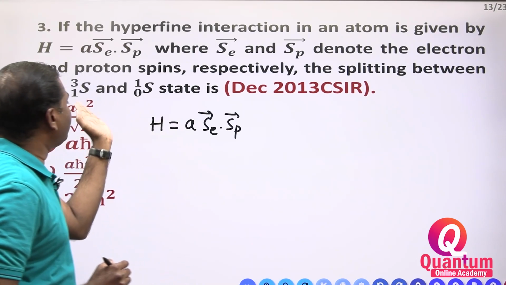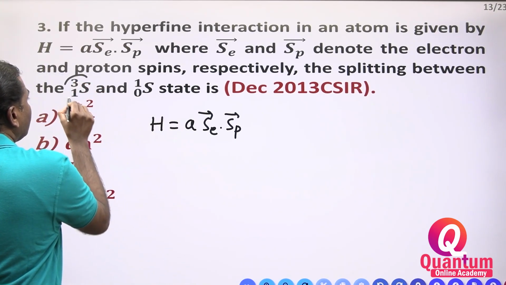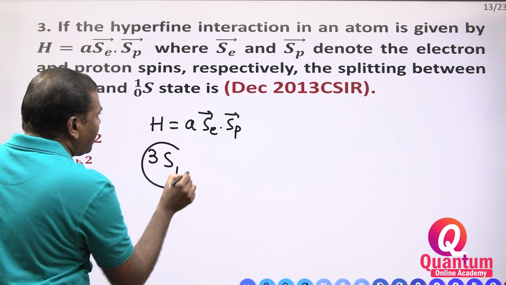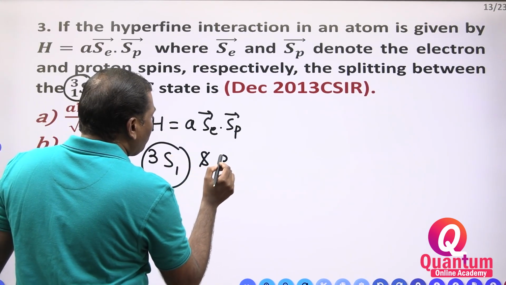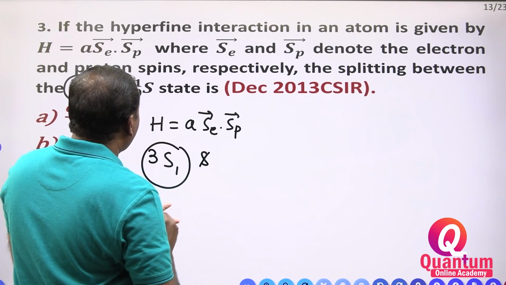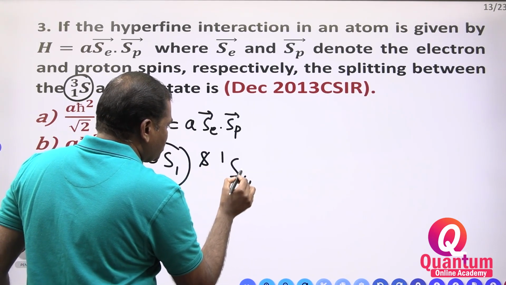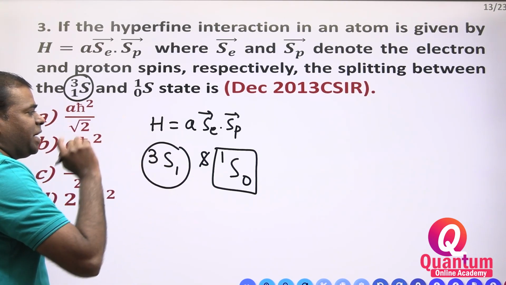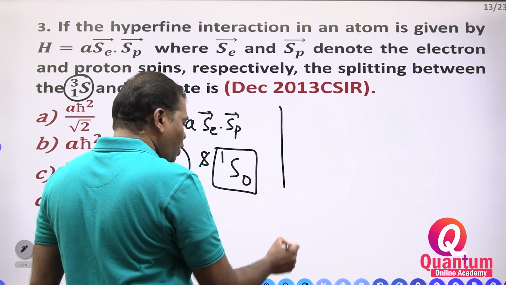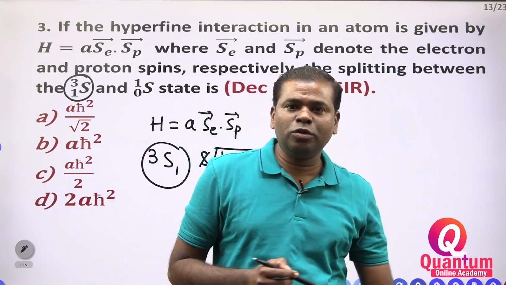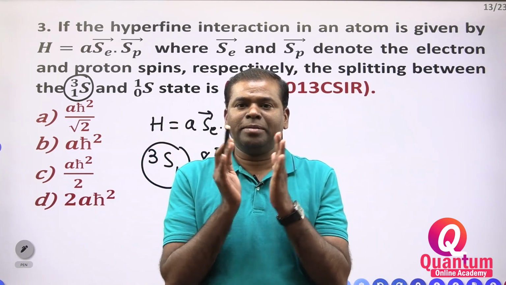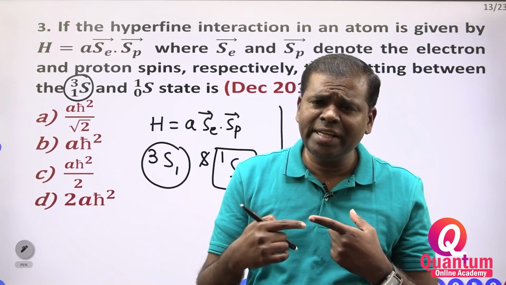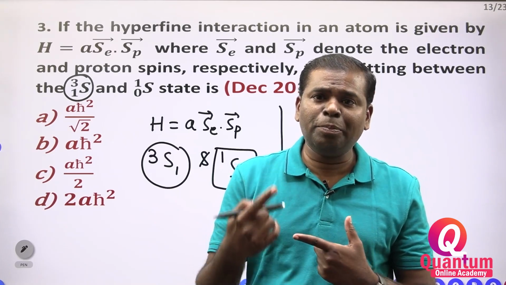They are asking for the splitting between the 3S1 state and the 1S0 state. First you follow one rule. How do we follow it? First, there are 2 atoms. Which ones? One is the electron and another one is the proton.